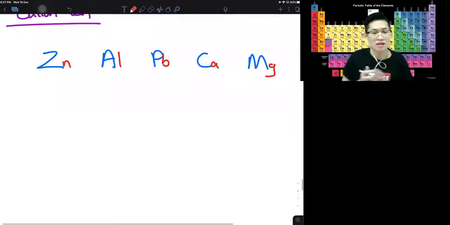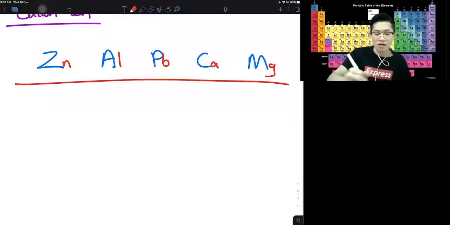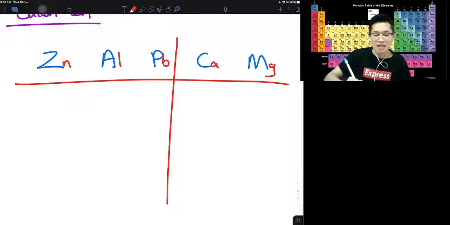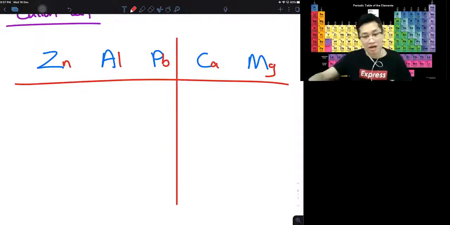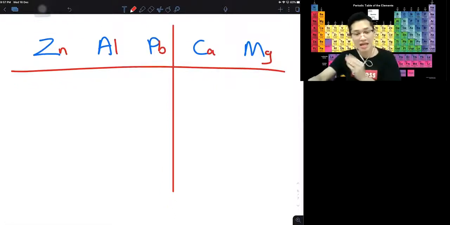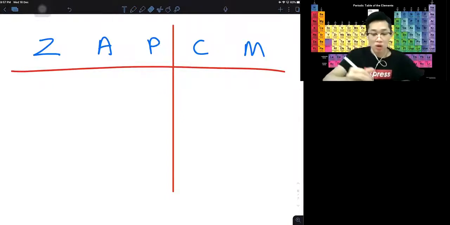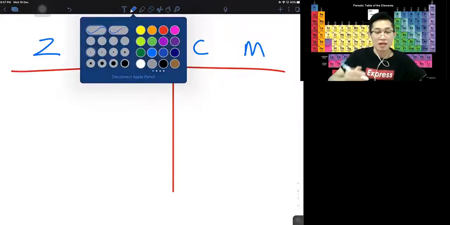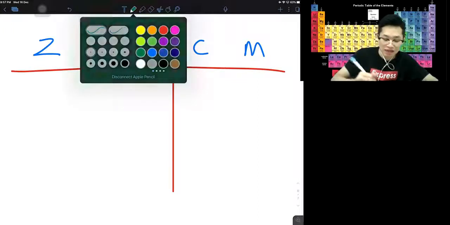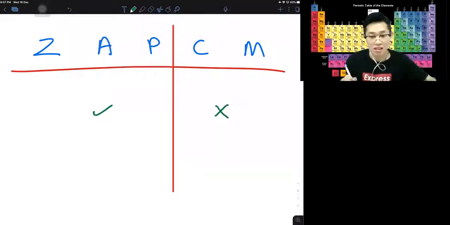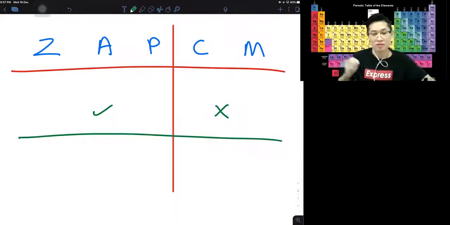How to construct the table? First, we separate ZAP and CM. Now you see how I do. So I separate ZAPCM into half. What I will do next is I will put a tick on the left and a cross on the right. Done.